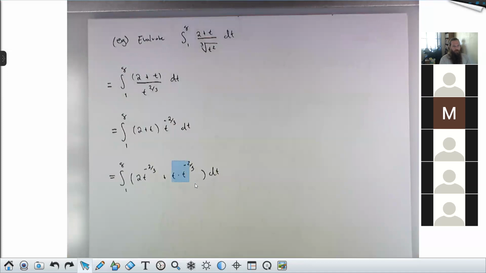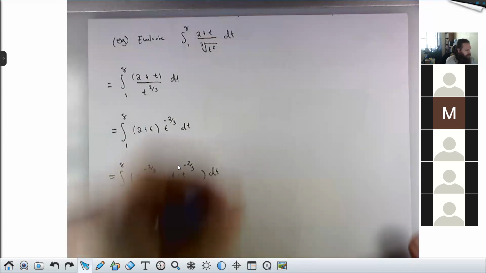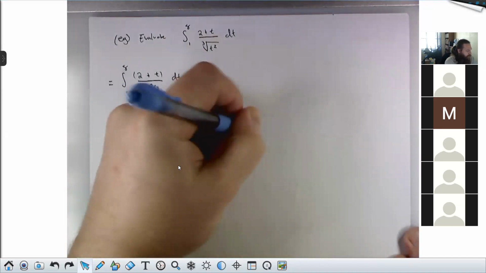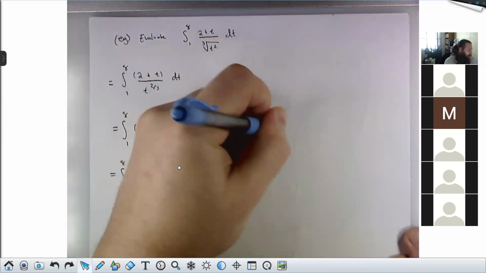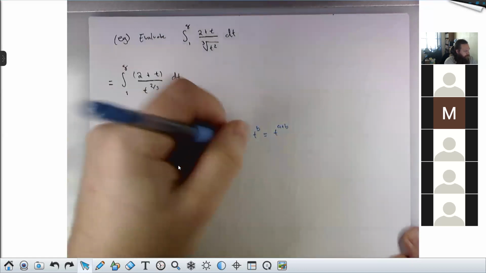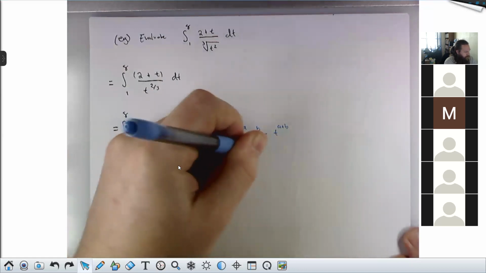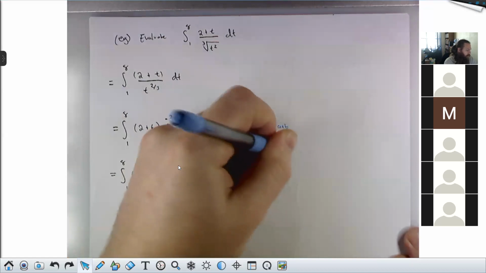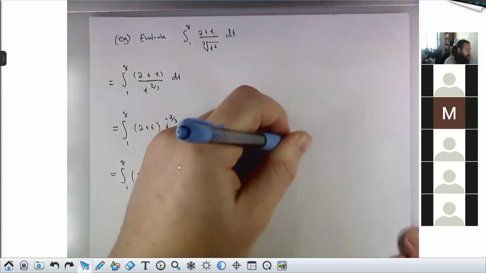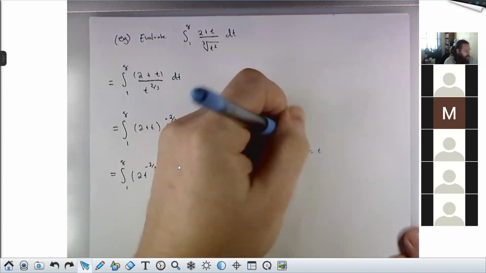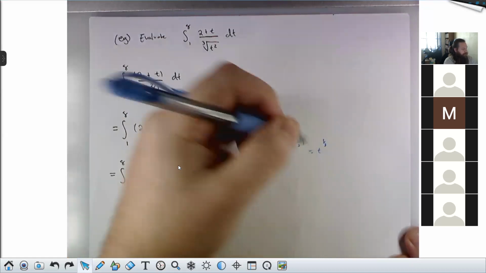And still, I can't integrate this piece. Still, I need to do something else here. What do I need to do here? Wouldn't that turn into t raised to the 1/3? Yeah, this is t to the 1 times t to the negative 2/3, which is t to the 1 minus 2/3. So remember, t to the a times t to the b is t to the a plus b. So t to the 1 times t to the negative 2/3 is t to the 1 plus negative 2/3, which is t to the 3/3 minus 2/3, which is 1/3.